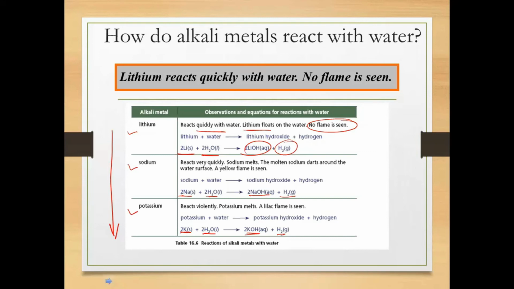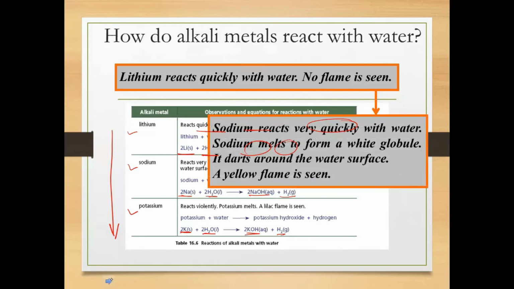Here we have the reactions of different group members with water. Lithium reacts quickly with water with no flame. Sodium reacts very quickly with water. Sodium melts to form a white globule. It darts around the water surface. A yellow flame is seen. You can see the changes in the reaction.